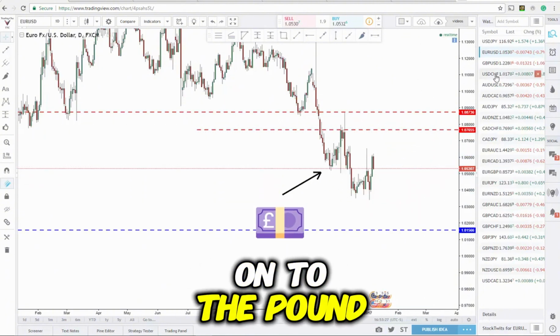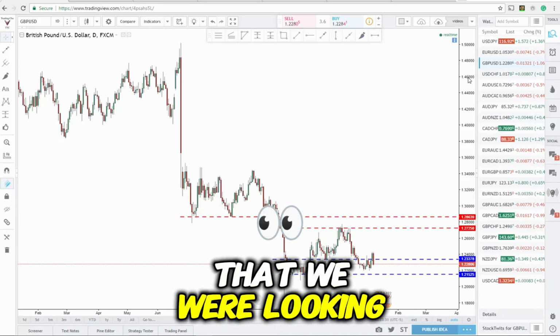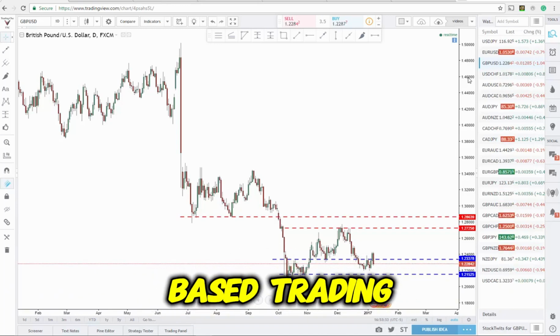So now let's move on to the pound dollar, which is another pair that we were looking at last week in structure-based trading episode 1.